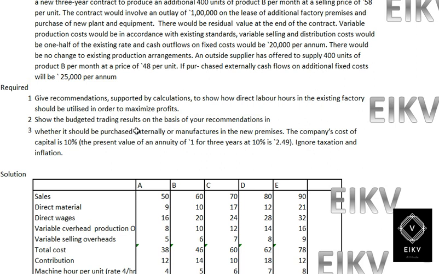Requirement 3, whether it should be purchased externally or manufactured in the new machine. The company's cost of capital is 10%. The present value of an annuity of rupees 1 for 3 years at 10% is 2.49. Ignore the taxation and inflation.